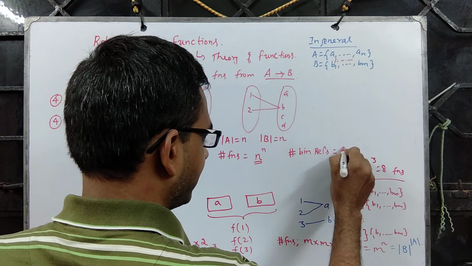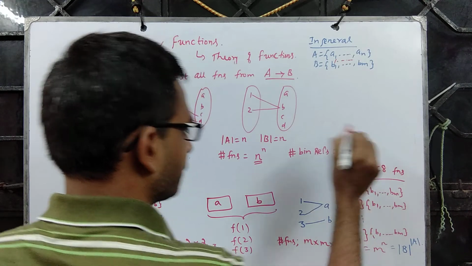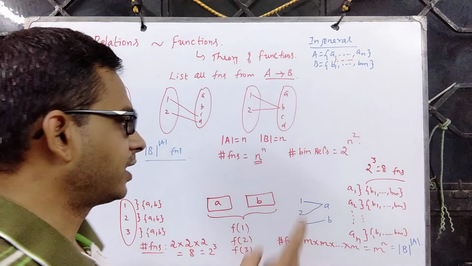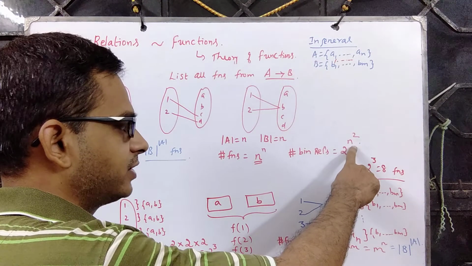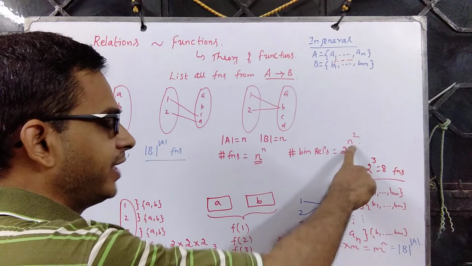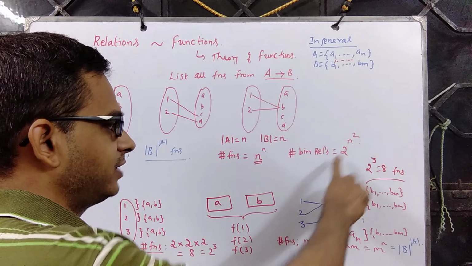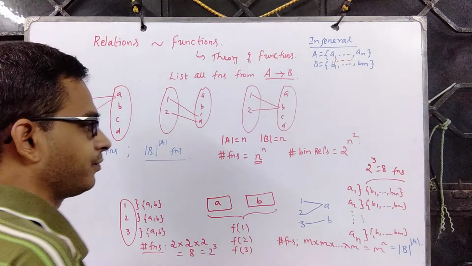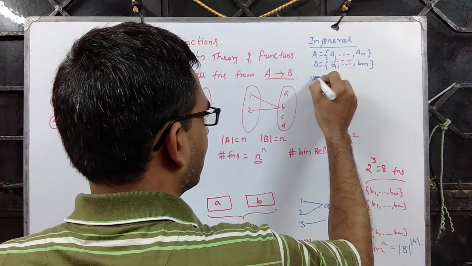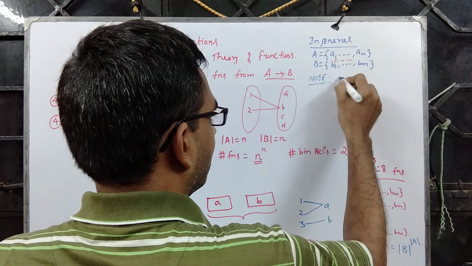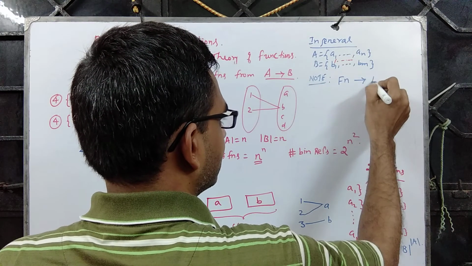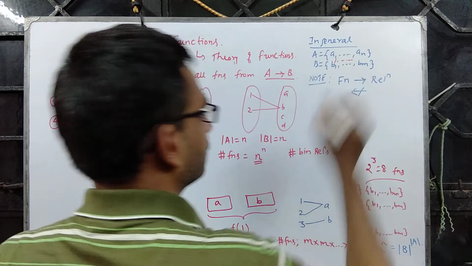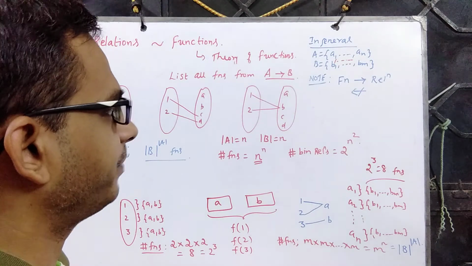We have already counted that it is 2 power n square. Correct? Because size of the cross product is n square and any subset is a binary relation. So number of binary relations is precisely this. Note that function implies relation and converse need not be true. A binary relation need not imply function.